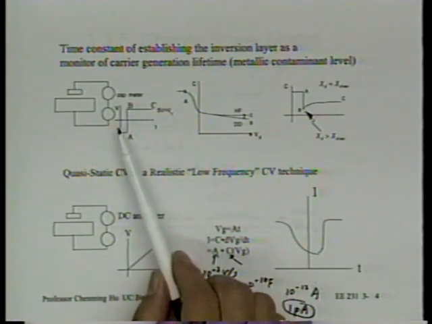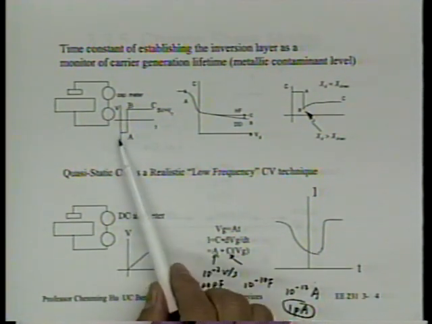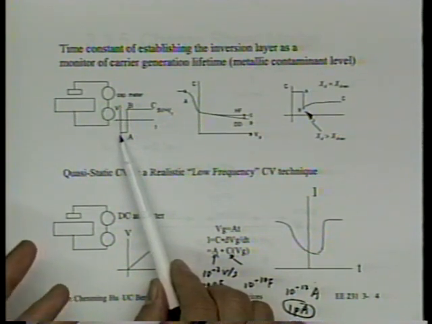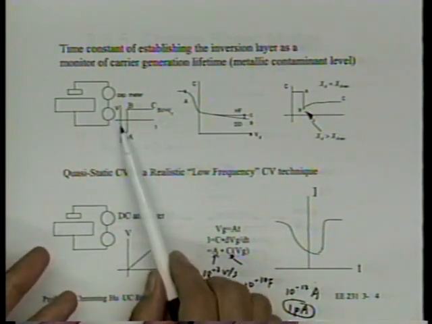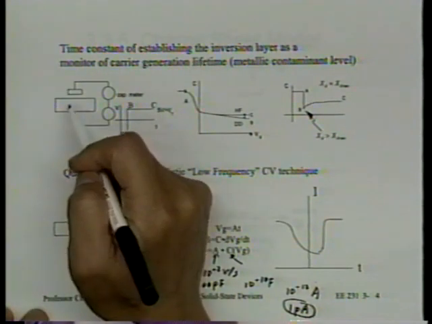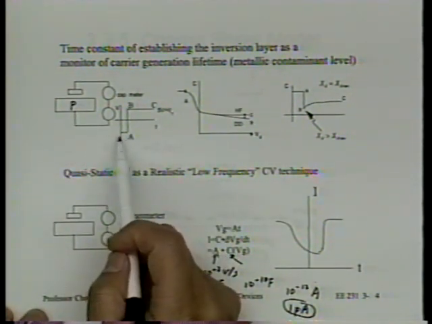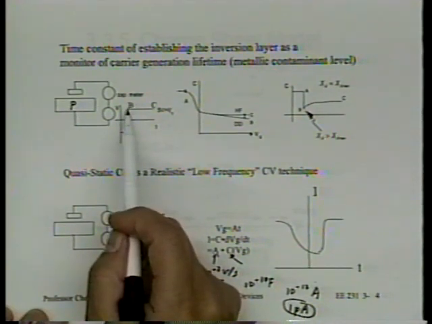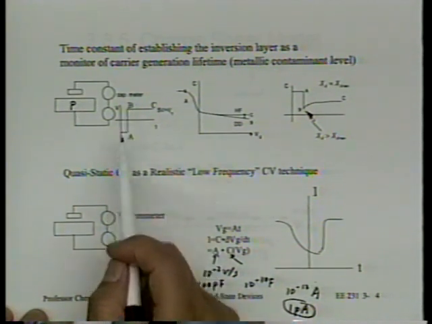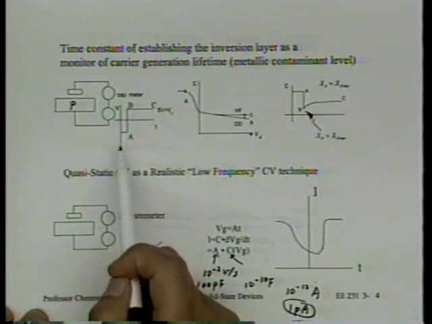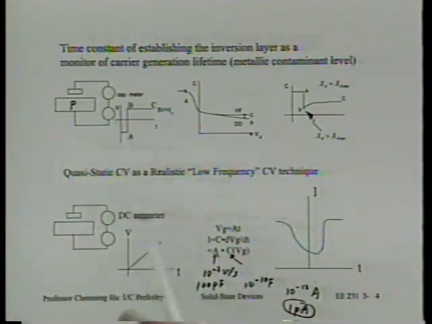Then you suddenly apply a gate voltage from, let's say, what would be the accumulation region. Let's assume this is a p-type substrate. Minus VG would put it into accumulation, right? You suddenly change it to what would be inversion. You see what I'm saying? From minus VG to a plus VG. From accumulation to inversion, suddenly. A step change. You follow?